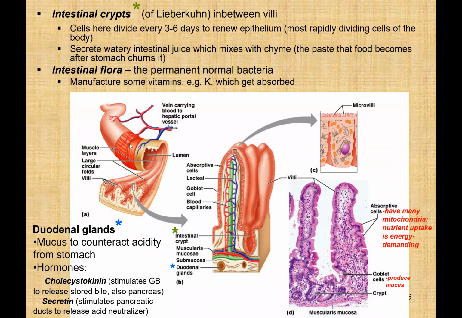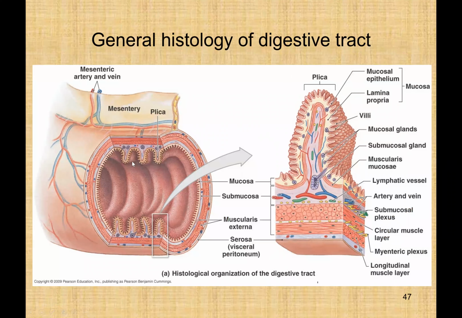Now, what we have to know is that in the duodenum, we have mucus that counteracts the acidity from the stomach, and some hormones such as cholecystokinin, which we always call CCK, will stimulate the release of bile from the gallbladder and also the pancreas. And then also secretin, which will stimulate the pancreatic duct to release acid neutralizer. So these are the things that will happen within the duodenum. This is just to show us more of the villi within the duodenum, and then the microvilli on top of it.